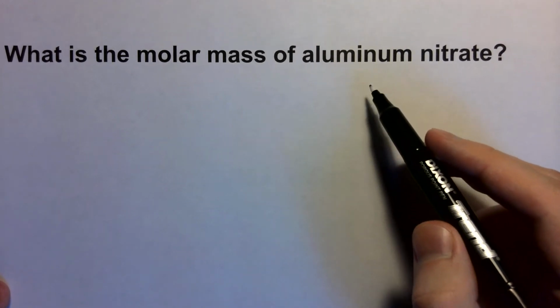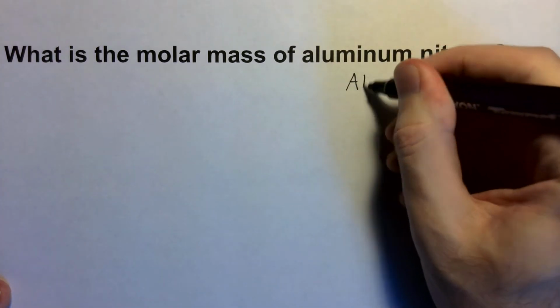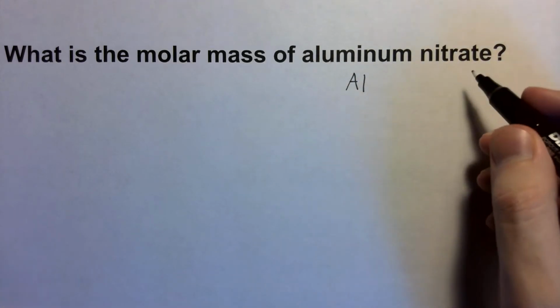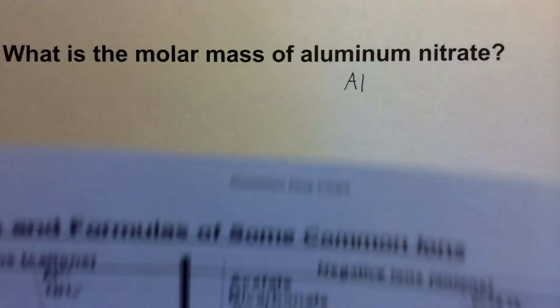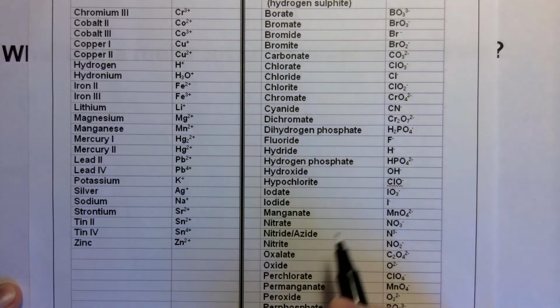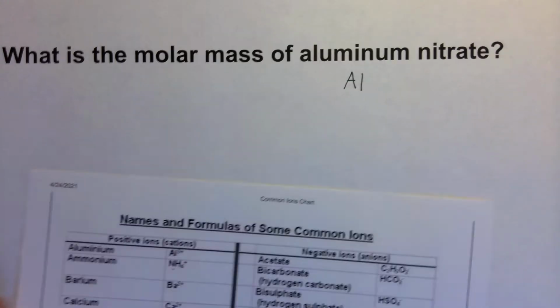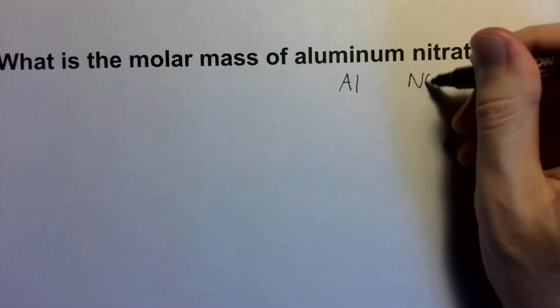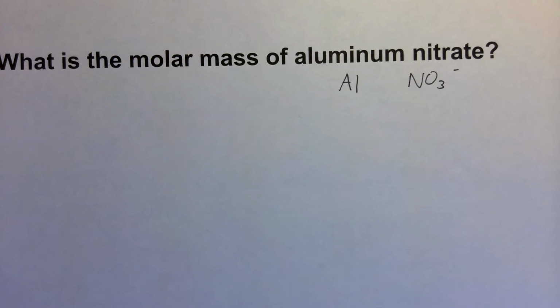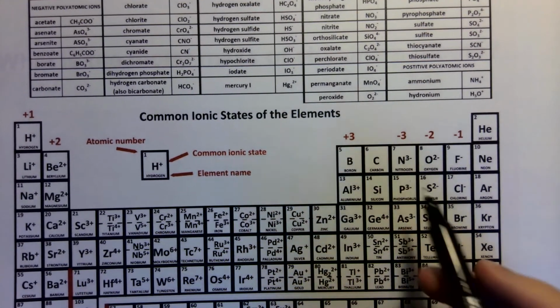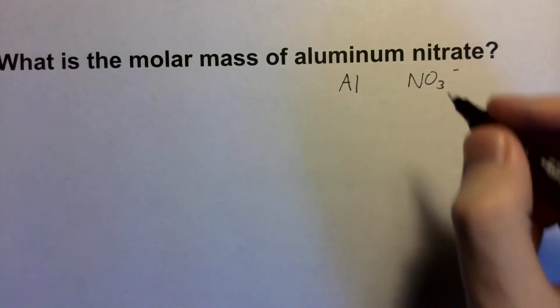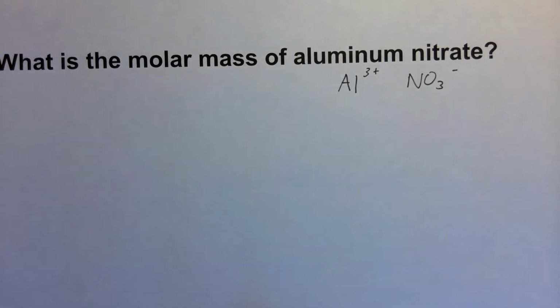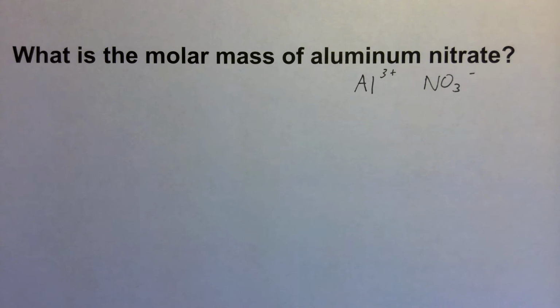So we know aluminum is Al, and if we look on our common ions chart, we know that nitrate is NO3 minus. We also know from our common ionic states of the elements that aluminum has a 3+ charge. So we've identified our two ions there, and we can then crisscross those to figure out the compound's chemical formula.